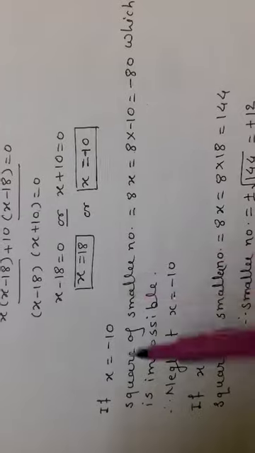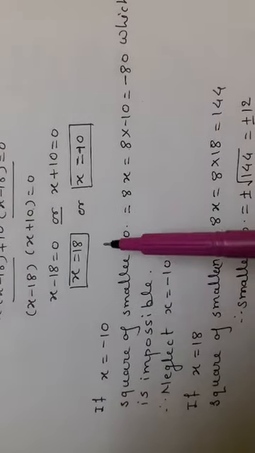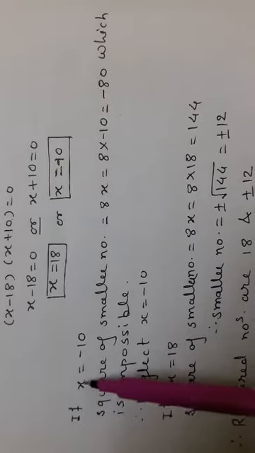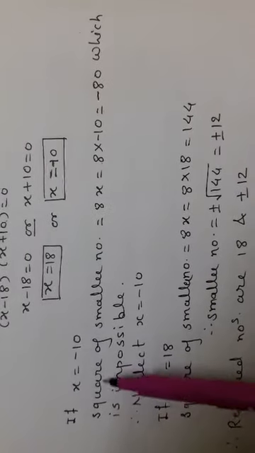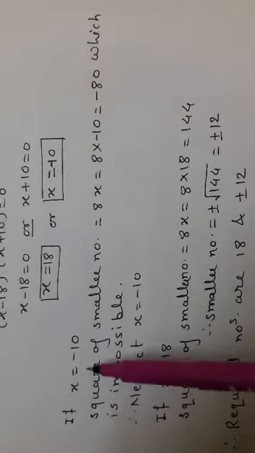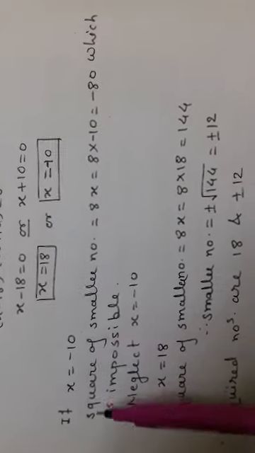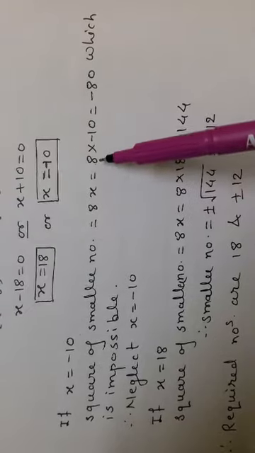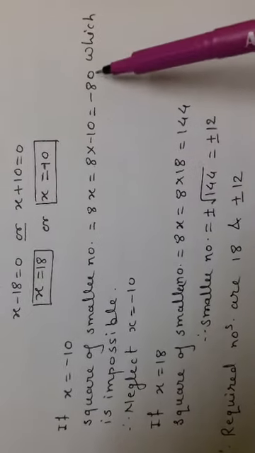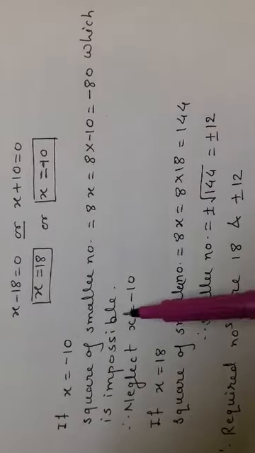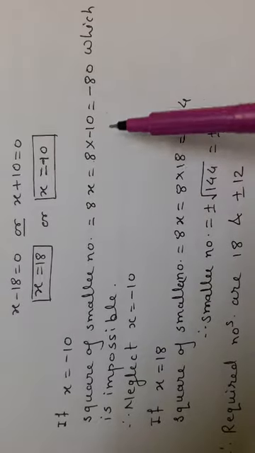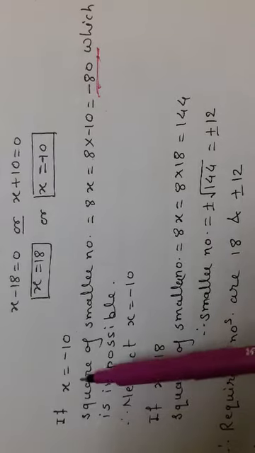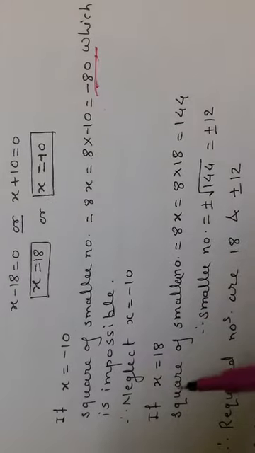Now we have to check whether both the values are correct or not. First of all we will take x is equal to minus 10. The larger number can be a negative number, but the square of the smaller number is 8x. So 8 into minus 10 means minus 80, which is impossible because the square of any number cannot be negative. That's why we have to neglect x is equal to minus 10.